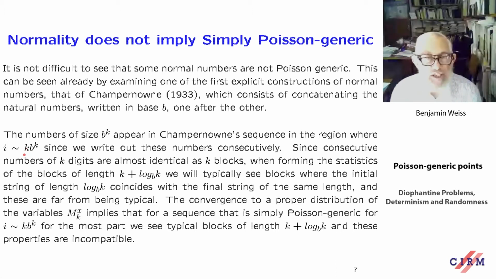We should be checking the logarithm of this number, which is k plus the log of k to base b. We typically see blocks where the initial string of length log_b k coincides with the final string of the same length. These are far from being typical, and you see mostly typical blocks, and so this just won't work. You'll get something very far from a Poisson distribution.